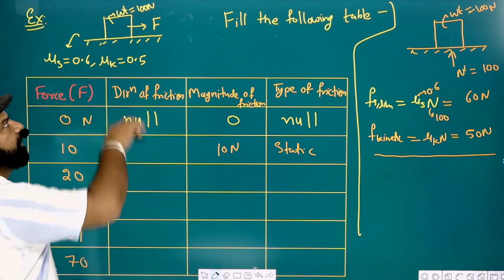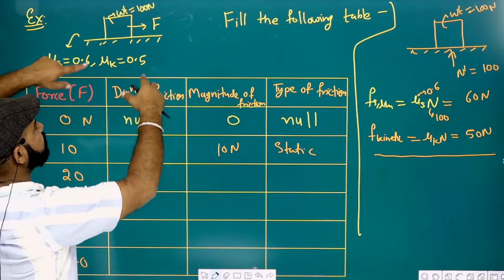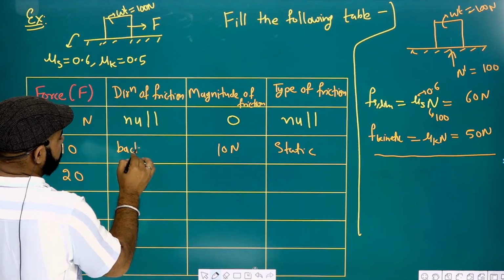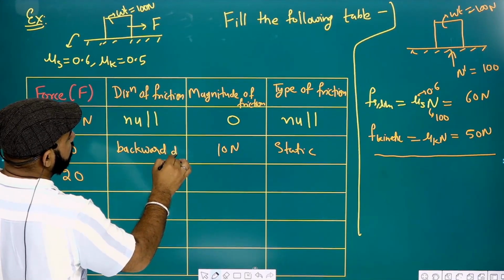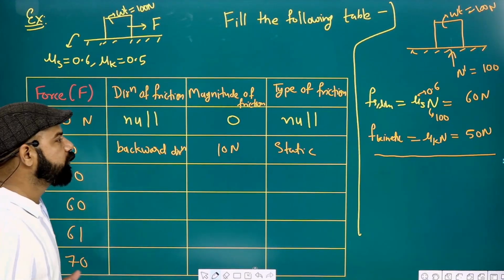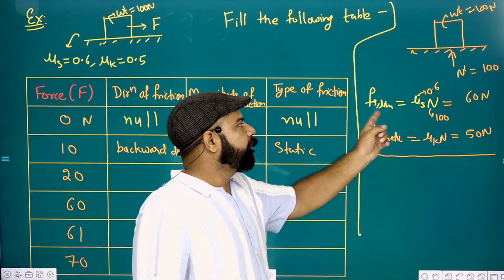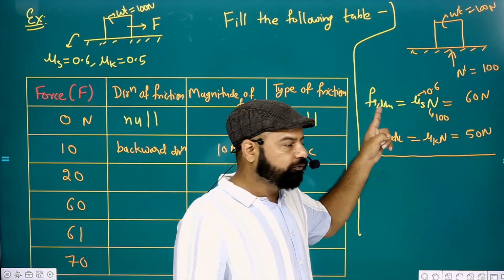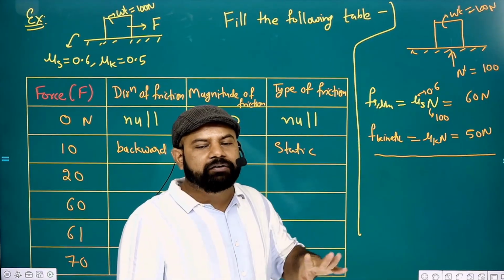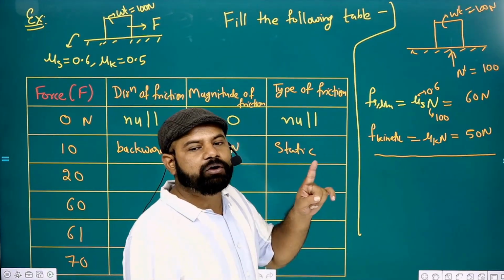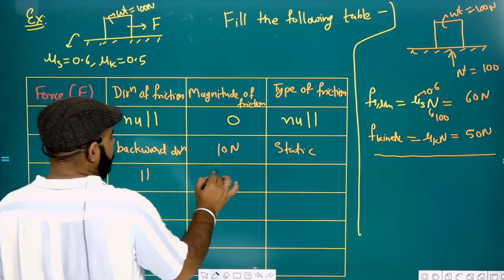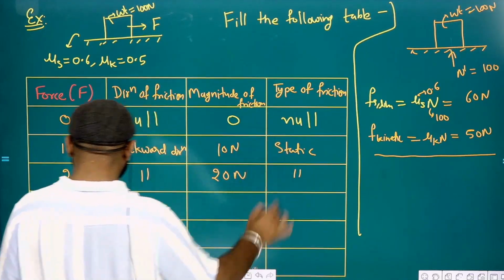And the direction: the applied force is in the forward direction, so this friction will oppose that tendency of movement, so it will be in the backward direction. Backward means opposite to the applied force. Now if we increase this force to 20 Newton, still the maximum friction force or limiting friction is 60 Newton. If we are applying a force lesser than this limiting friction, there will be no movement and friction will always be equal to the applied force. Can we conclude this? So it will be 20 Newton, static.